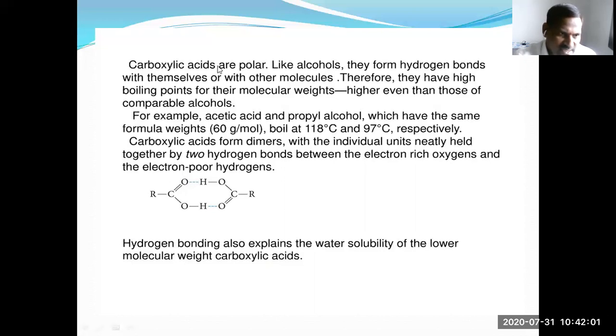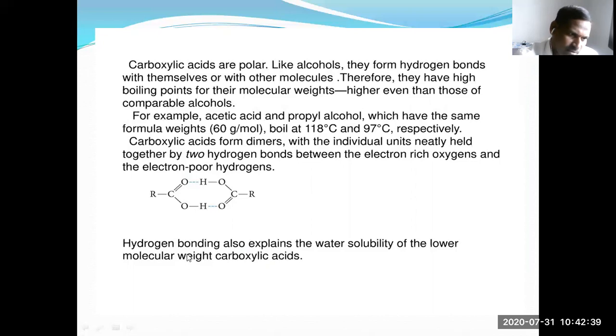So carboxylic acids form dimers with the individual units neatly held together by two hydrogen bonds between the electron rich oxygens and the electron poor hydrogens. So that's why the boiling points of carboxylic acids are greater than those of alcohols of the same molecular weight. This is due to hydrogen bonds.